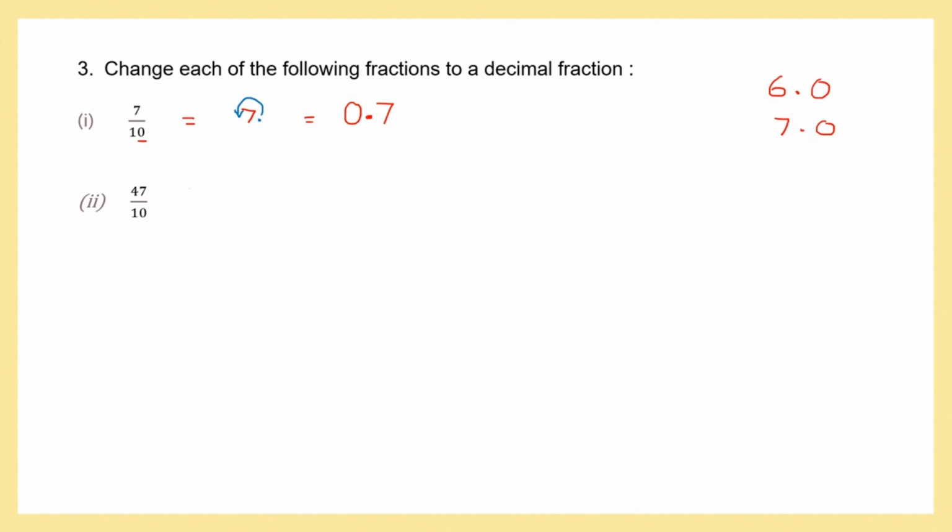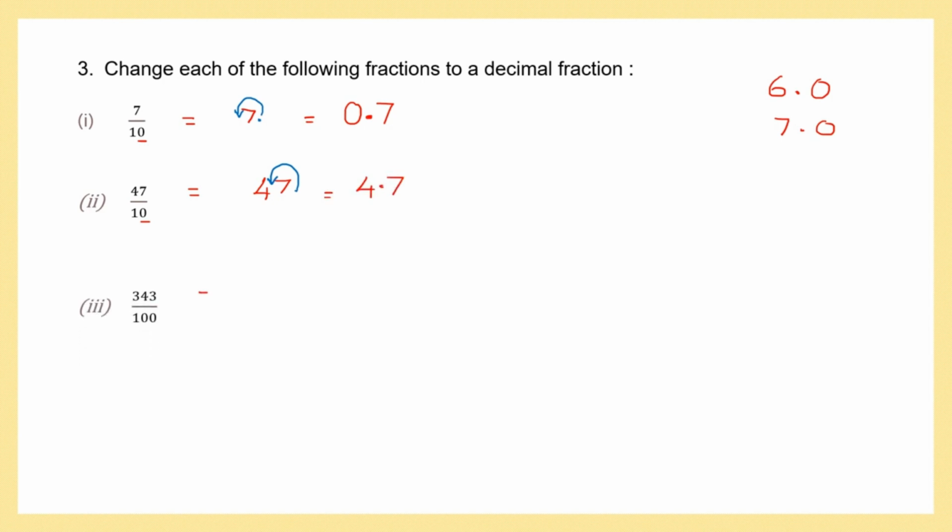Question 2. Take the numerator and write it as a whole number, 47. Look at the denominator. There is 1 zero. So my point has to move one place to the left. The point is understood to be after 7, so it will move one place to the left and come here. So what's my final answer? 4.7.